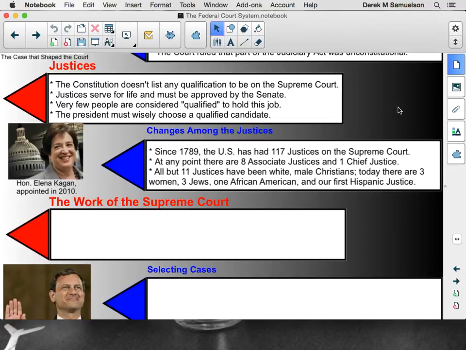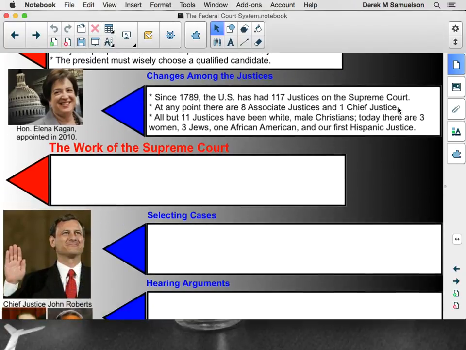Today there are 3 women on the United States Supreme Court. There are 3 Jews on the Supreme Court. There's 1 African American, and our first Hispanic justice in U.S. history are all on the Supreme Court today. So it is a more diverse organization than it has been in the past.